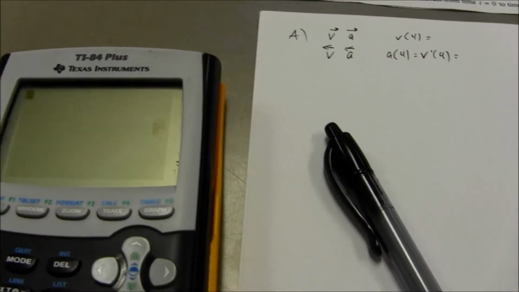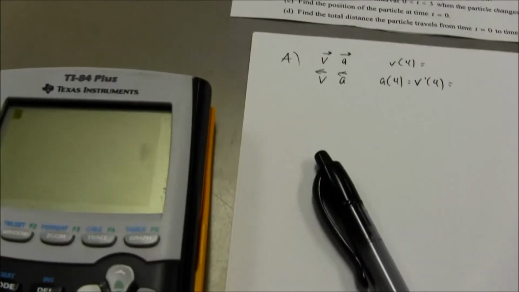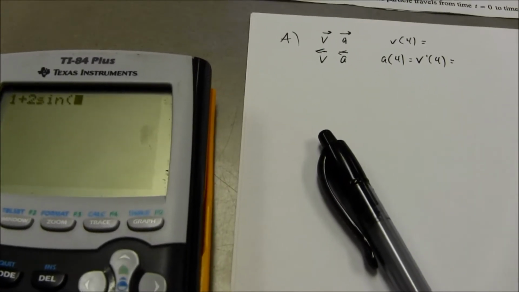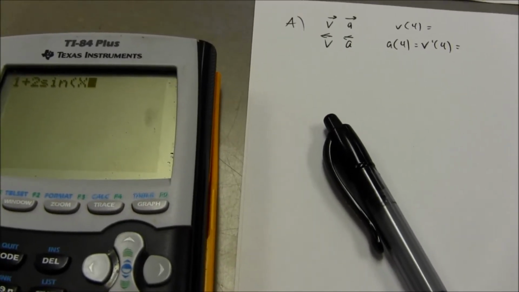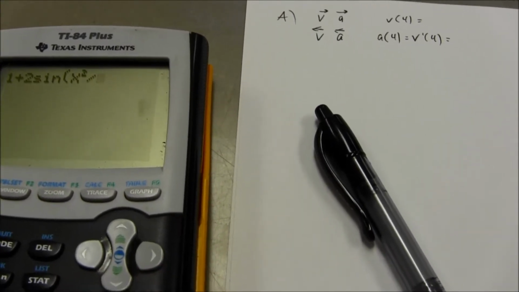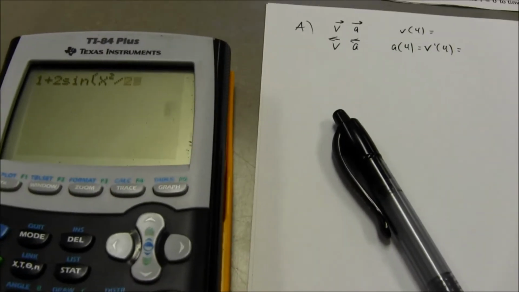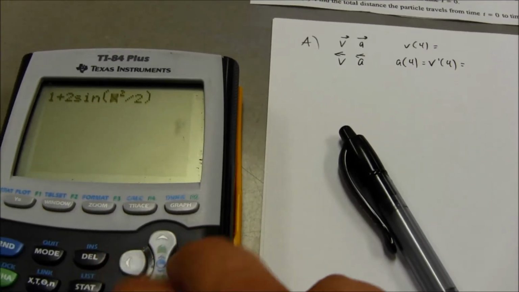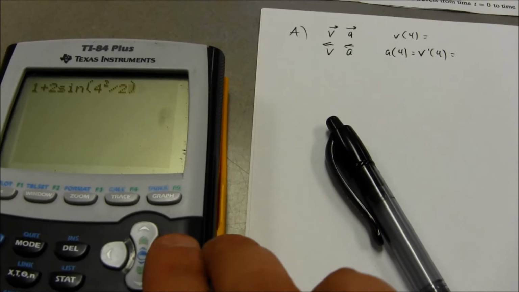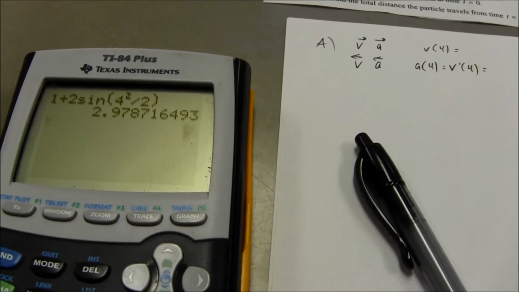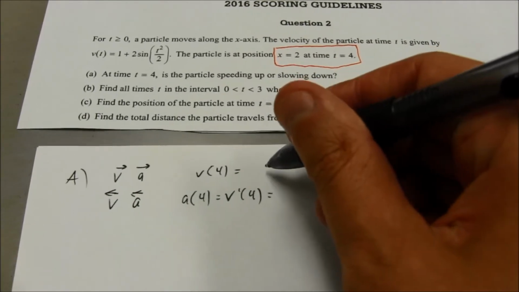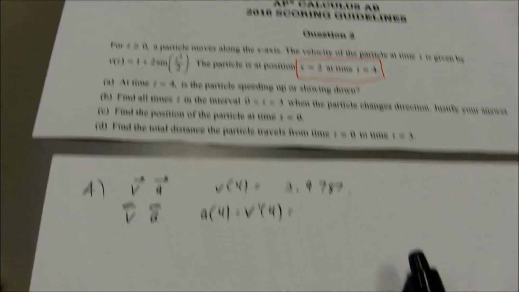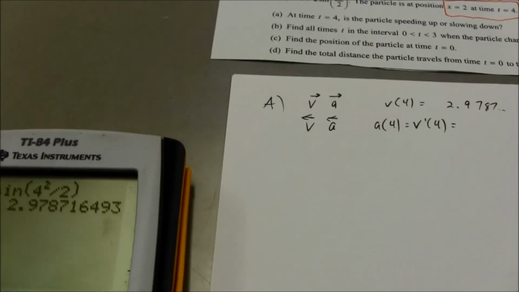Let's see what we've got going on here. The function is 1 plus 2 sine of the quantity x squared over 2. And wait, I don't want x squared though. I want this at 4. So 4 squared over 2, or I guess 16 over 2. And we get an answer here that's about 2.9787, and so on. That's positive velocity. That's the important thing.